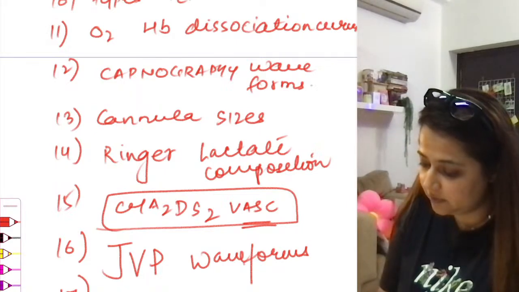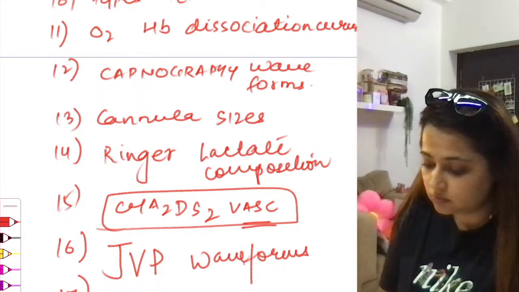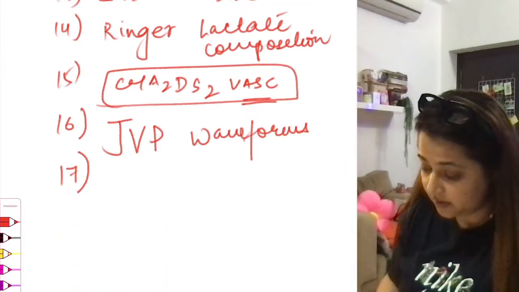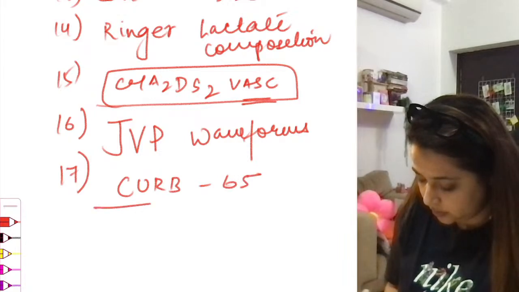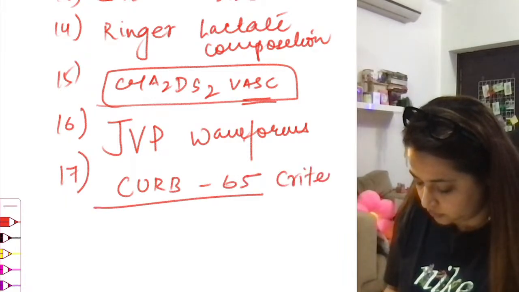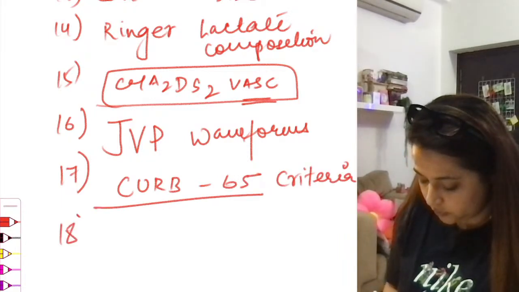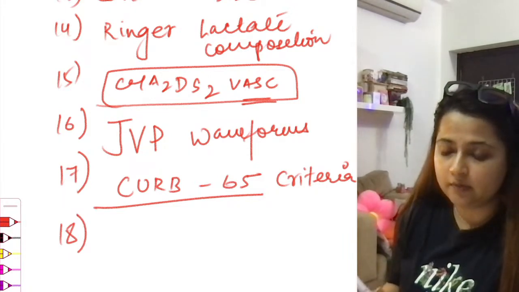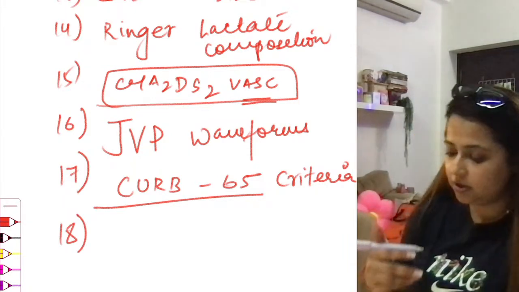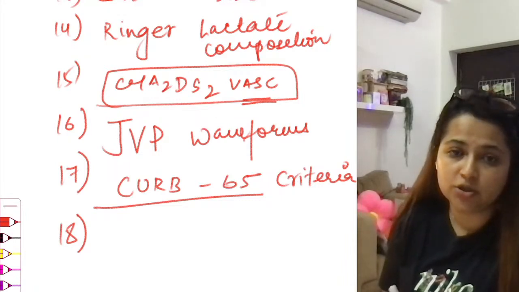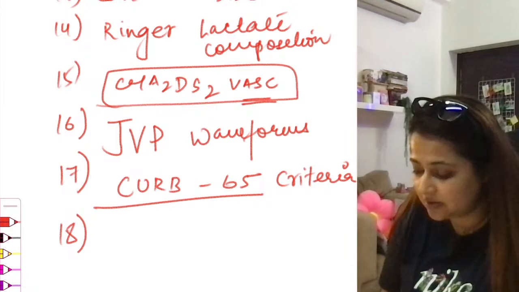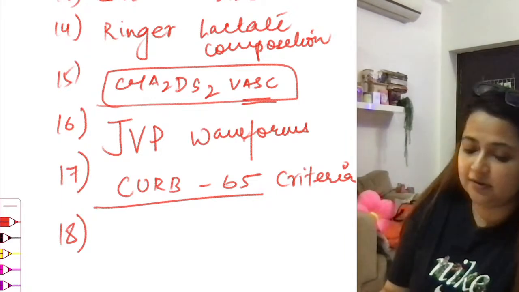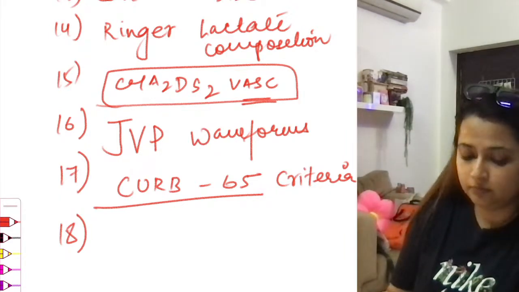These are all the topics that have already been asked. Then CURB-65 criteria, very important. CURB-65 is regarding pneumonia: in which condition you're going to admit the patient, in which condition you're going to put the patient in ICU. So CURB-65 criteria is very important.